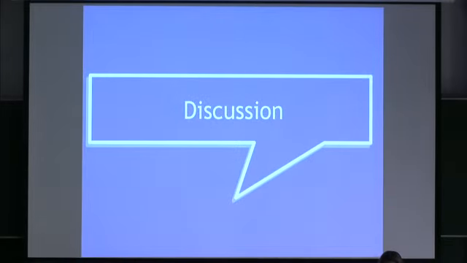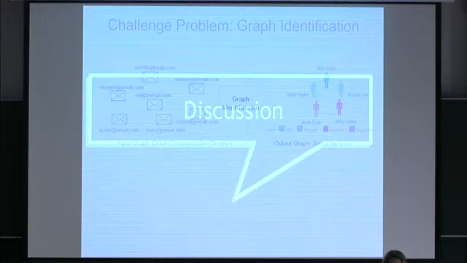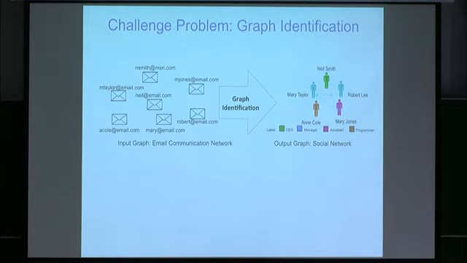So popping it up for discussion, I want to pose a problem which I find very compelling. I call it graph identification. You probably call it something else in your community. It's this idea of I have some observational network, and you can't really see this, but this is an email communication network. And what I would like to do is solve the inverse problem of saying, okay, what's the underlying social network, or what's the underlying organization hierarchy that led to this?